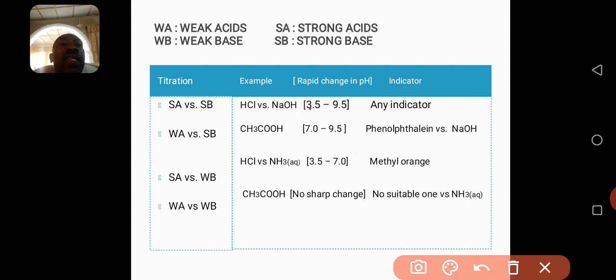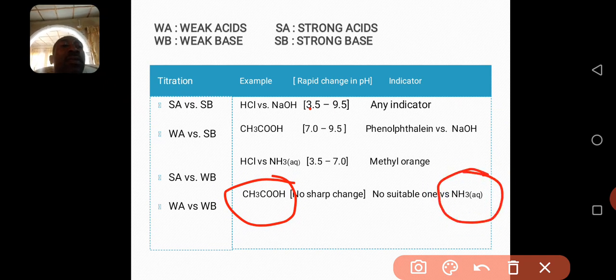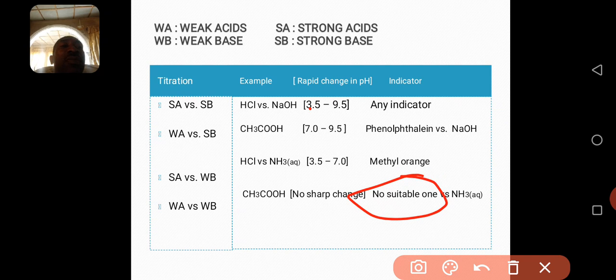Then if you are titrating a weak acid against a weak base, the two of them are weak. For example, we have the same ethanoic acid versus aqueous ammonia. For this, there is no suitable indicator. No suitable indicator can be used. So we don't normally titrate a weak acid versus a weak base.